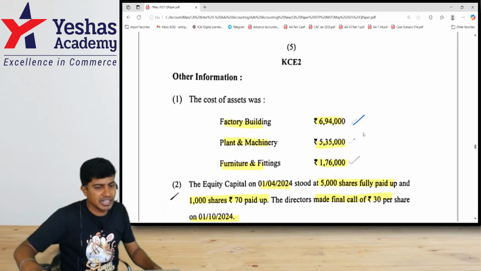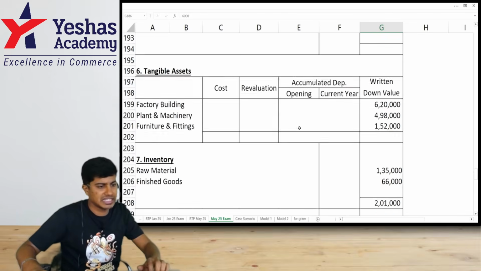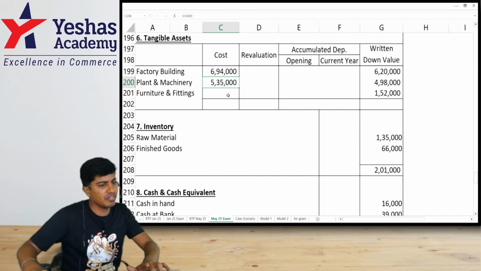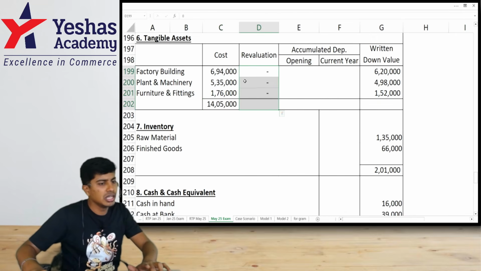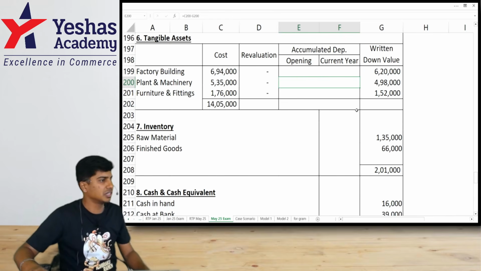Cost of the assets. Shall I disclose it in my tangible assets notes to accounts? 694, 535 and 176. Come on, let's write 694, 535 and 176. Write the total of this year. There are no revaluations given in this question. Cost minus WDV gives accumulated depreciation.